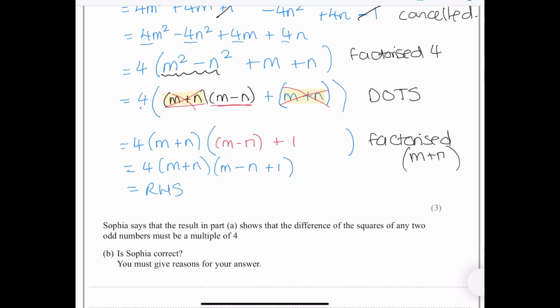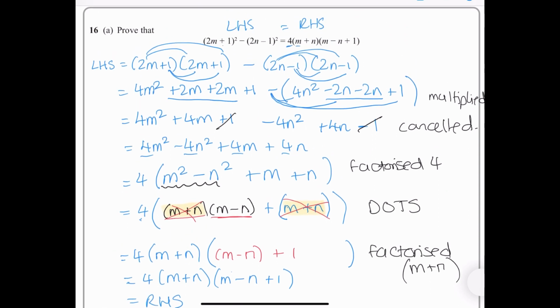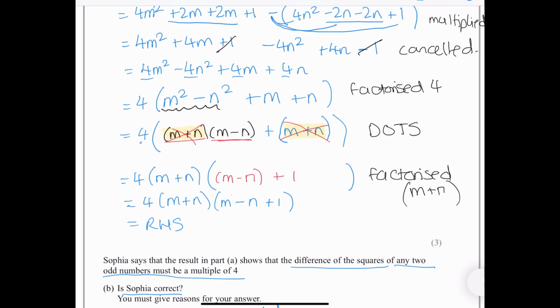Part B says that the result in part A shows that the difference of two squares of any two odd numbers must be a multiple of 4. Is Sophia correct? Let's have a look. Any two odd numbers, is she going to get two odd numbers? Well, 2m plus 1, doesn't matter what number you have, 2m plus 1 will always be odd. Always, always odd, because you're multiplying something by 2 and you're adding 1. It's always going to be odd.